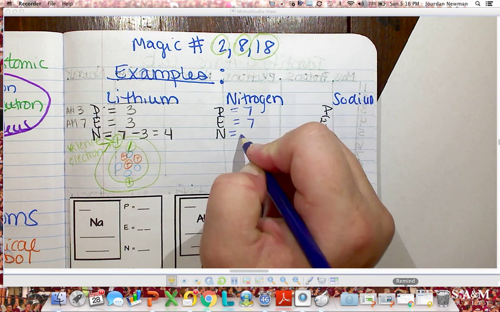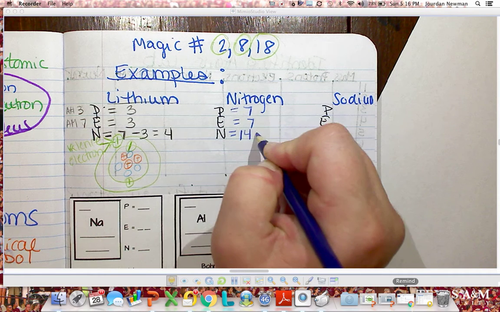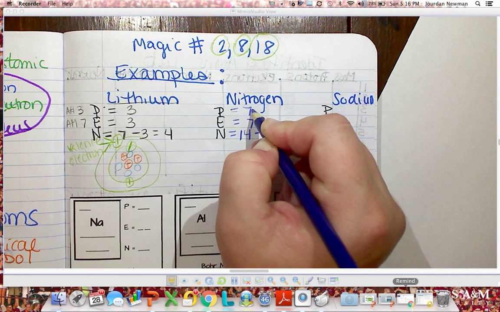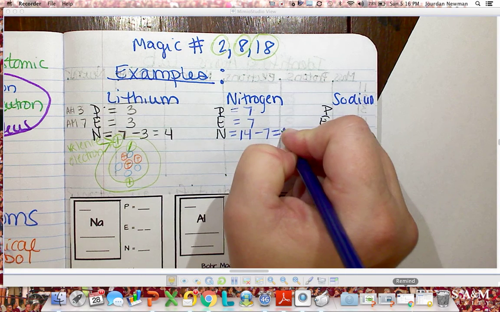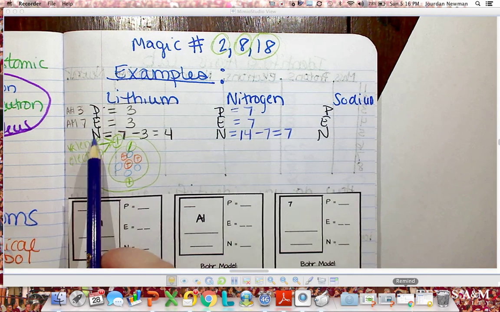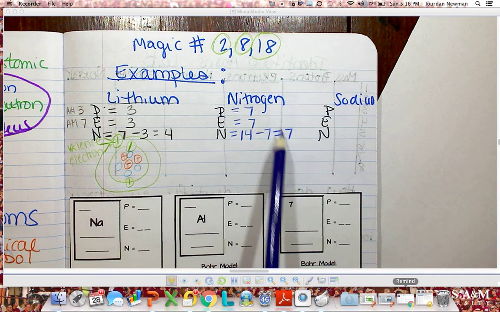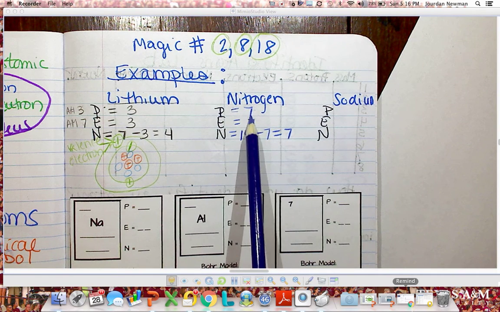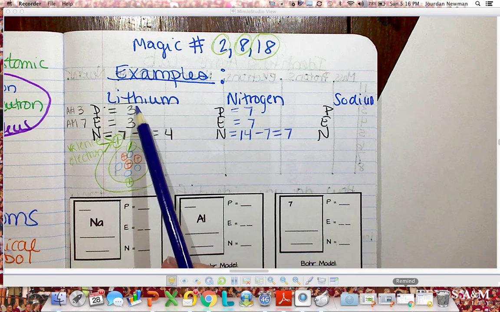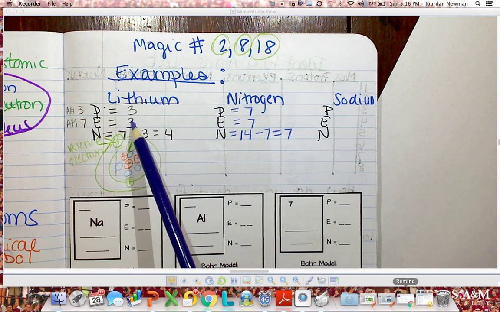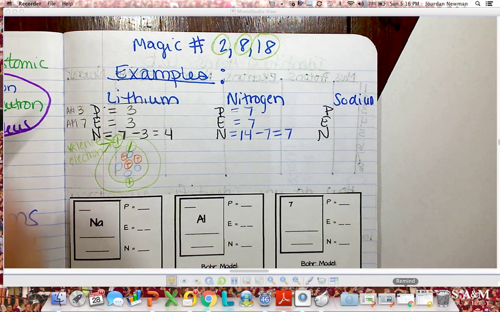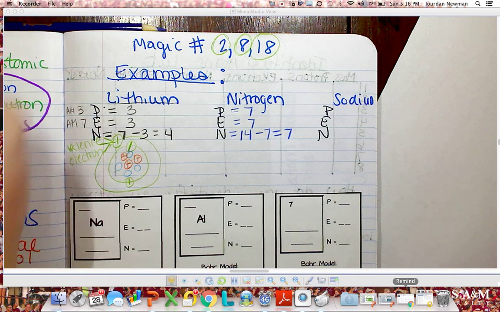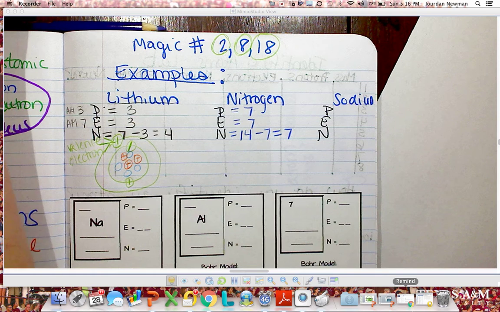In order to do our neutrons, remember we have to take the atomic mass, which we said we were rounding to 14, and subtract our atomic number, which is the same thing as our protons, and we should get 7. So this is why you have to understand how to find neutrons. Here in nitrogen, we got lucky and we have 7, 7, 7. But remember over here in lithium, our neutrons did not equal the same as our protons and electrons. So you have to make sure you know how to calculate them correctly.